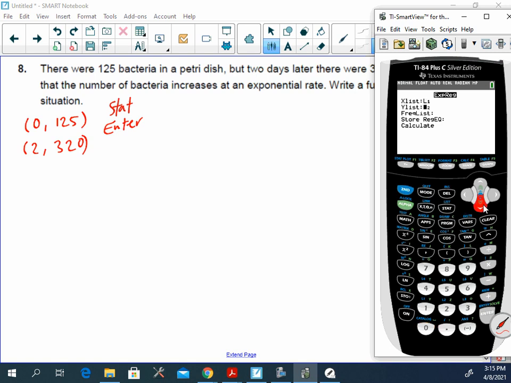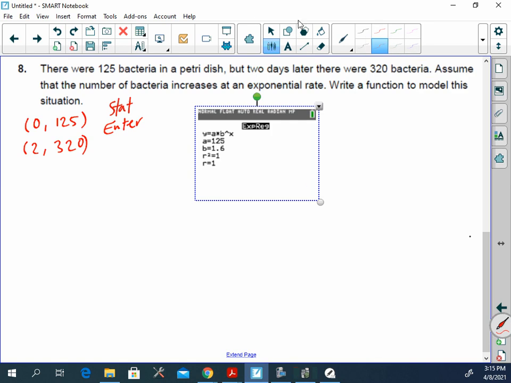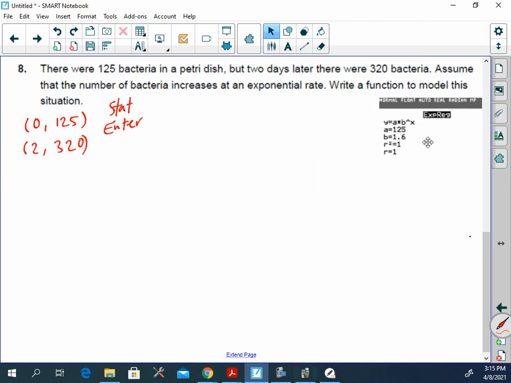You don't have to like store it anywhere. We'll talk about how to store it on the next page. So you can go enter, and then ta-da. Okay, so this is not something I show students unless the student brings it up.